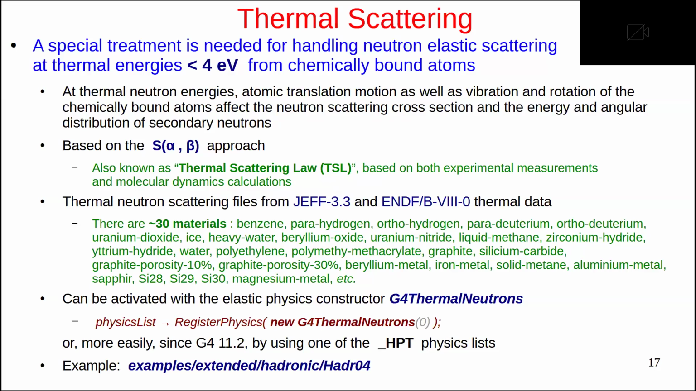Or even more easily, as we added recently, starting with 11.2, you can pick up directly one of these HPT lists. You see an extra T, which means that this thermal treatment is enabled. And there is an example where you can see how to use it if you are interested.